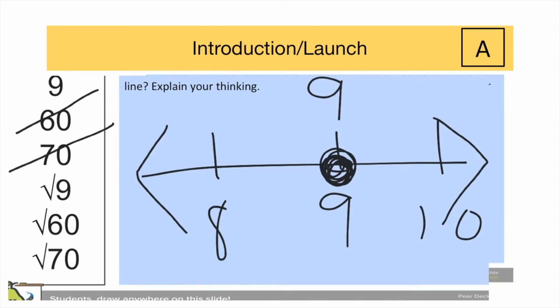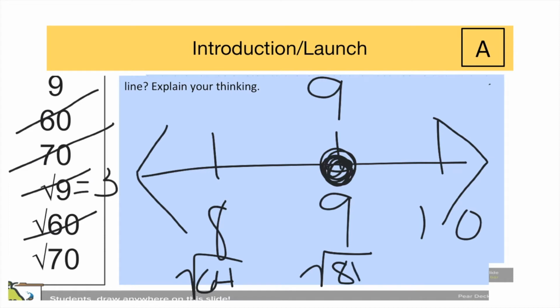Square root of 9 is equal to 3, so it will not fall on the line. Square root of 60 will not fall on the line because it is less than 8. And lastly, square root of 70 falls between the square root of 64 and the square root of 81. So it will fall somewhere between 8 and 9 on the number line.